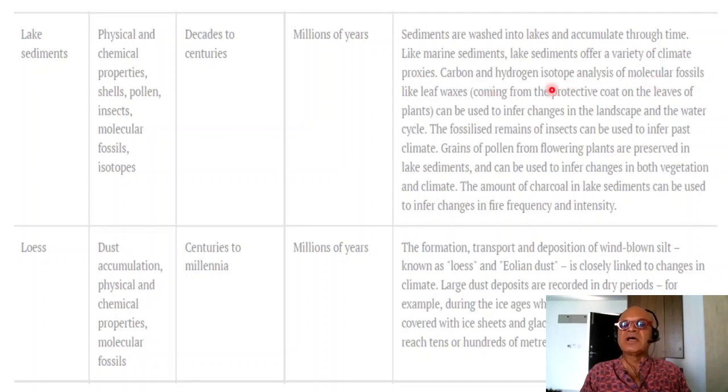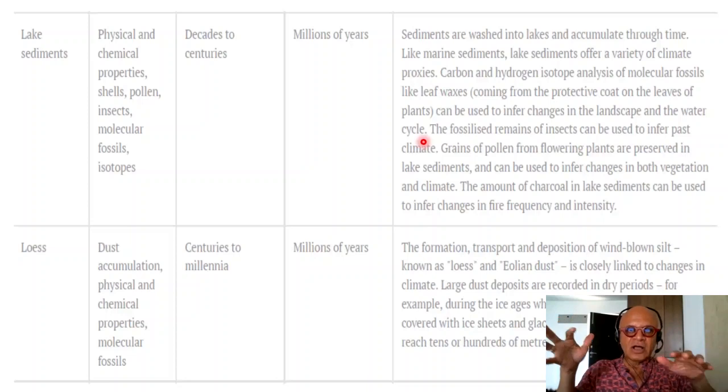Carbon and hydrogen isotope analysis of molecular fossils like leaf waxes, coming from the protective coat on the leaves of plants, can be used to infer changes in the landscape and water cycle. So they are collecting runoff, sediments, amount of rain. How quickly sediment accumulates determines how much organic matter, like sapropels, gets preserved, and lots of information.